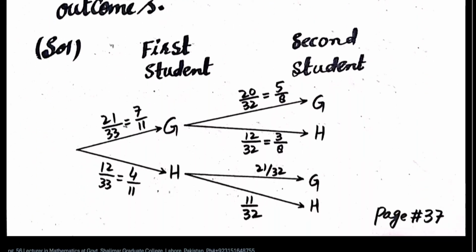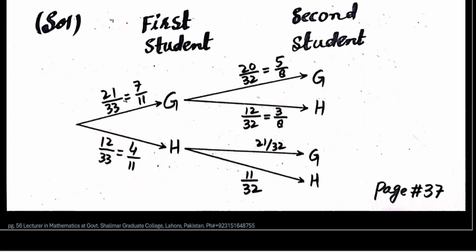Next we make the tree diagram. This is your first student. Either he reads geography or history. If he reads geography, total students are 21 out of 33. Its probability is 7 over 11. If he reads history, total students who read history are 12 out of 33. So their probability is 4 over 11.